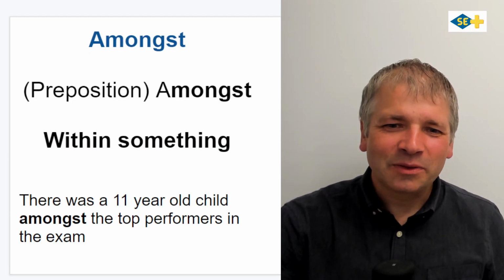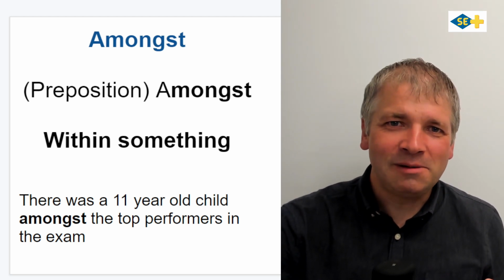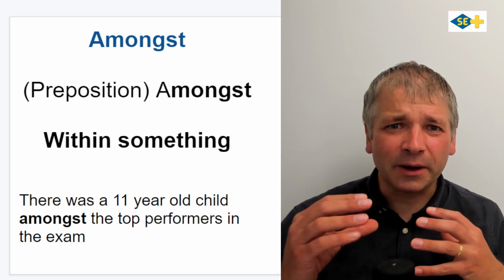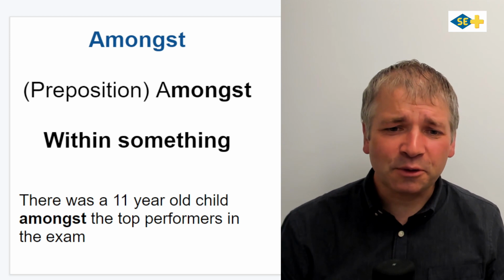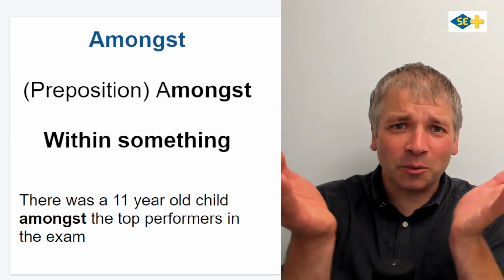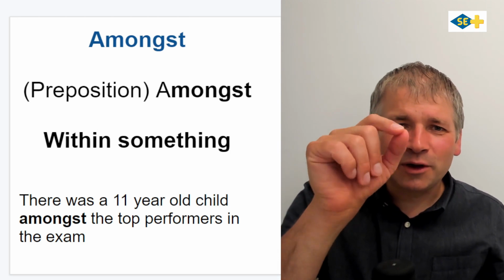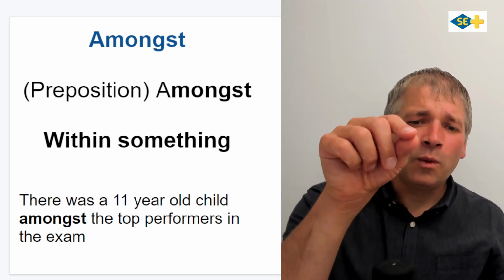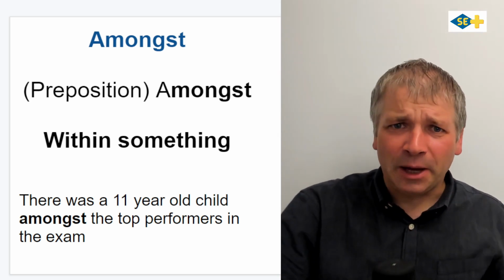Amongst. This is a preposition and the stress is on the word "mongst". Amongst. And this means within something. So, for example, there was a 10-year-old child amongst the top performers in the exam. So we have all the top performers, and amongst those top performers there was this one 11-year-old child. So really we're talking about one group within another, or one individual within another. It's someone or something within something bigger.